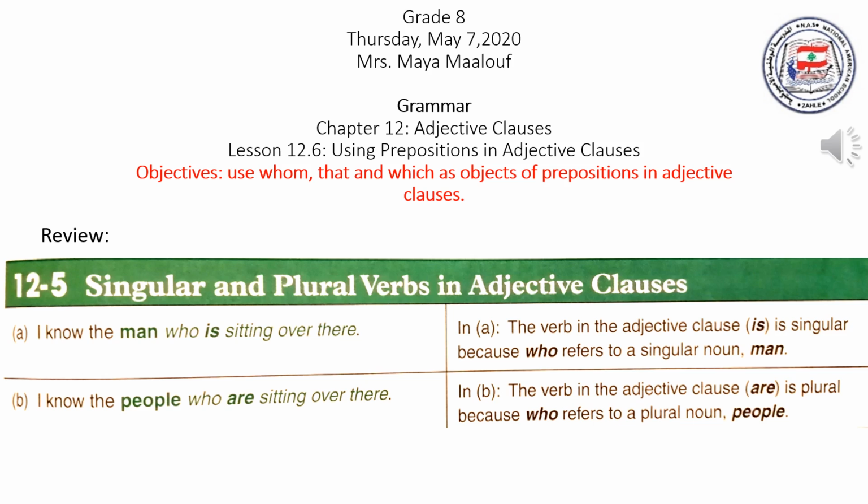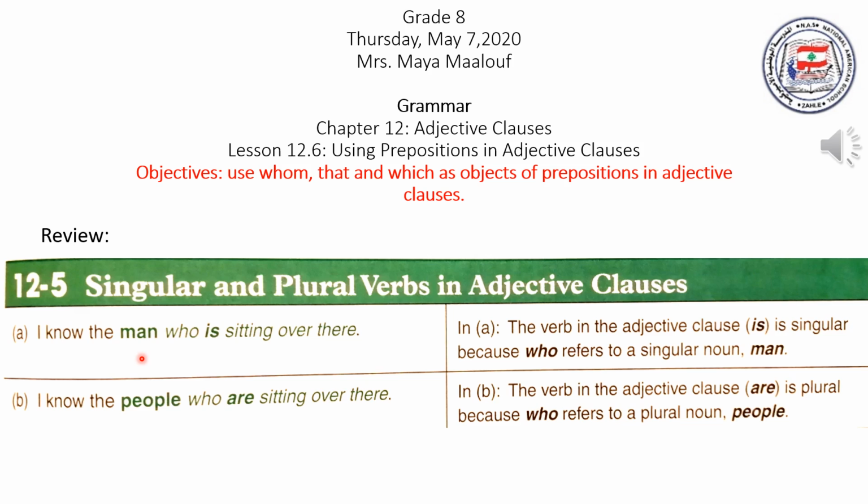Look at example A. I know the man who is sitting over there. Remember that, as we talked previously, who is sitting over there is an adjective clause that is introduced by the relative pronoun who, and that describes the man. Why did you use is? Why didn't you use are? In A, the verb in the adjective clause is a singular verb because who refers to a singular noun, the man.